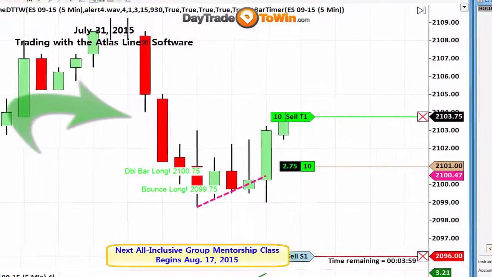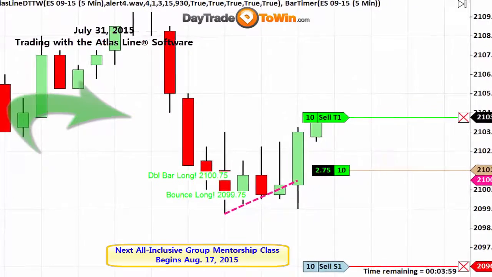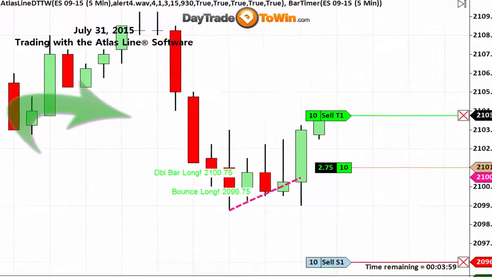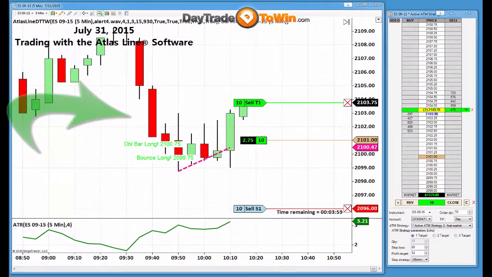I teach the bounce and the double bar long trades, how they are created during the training. That's included with the Atlas line purchase. Most of you already know how it works with 2 candles closing above or below the Atlas line or bouncing off of the Atlas line. But remember, even though we have these orders to go long, we need to absolutely manage the trade.